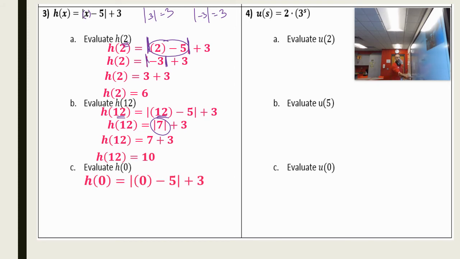Plug in 0. 0 minus 5 is negative 5. So on the inside of the absolute value, I get negative 5. Absolute value of negative 5 is positive 5. Positive 5 plus 3 is 8.